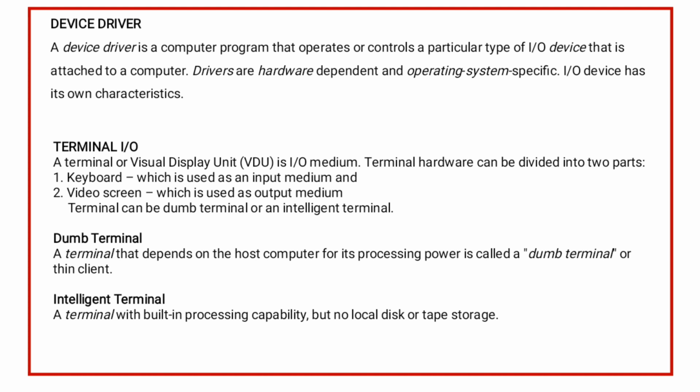Next is intelligent terminal. A terminal with built-in processing capability but no local disk or tape storage. It may use a general purpose CPU or may have specialized circuitry as a part of a distributed intelligence system. An intelligent terminal can carry out some processing on the input. It has more powerful hardware and software.